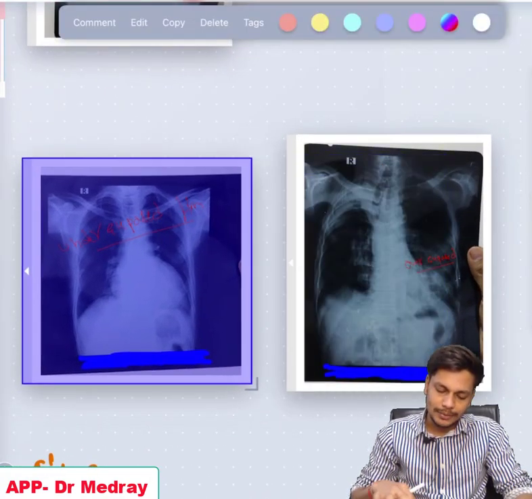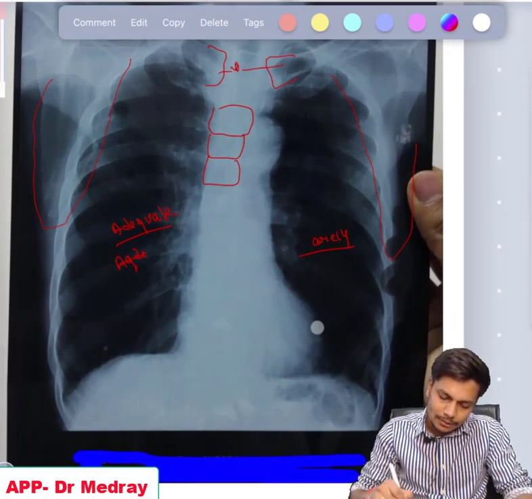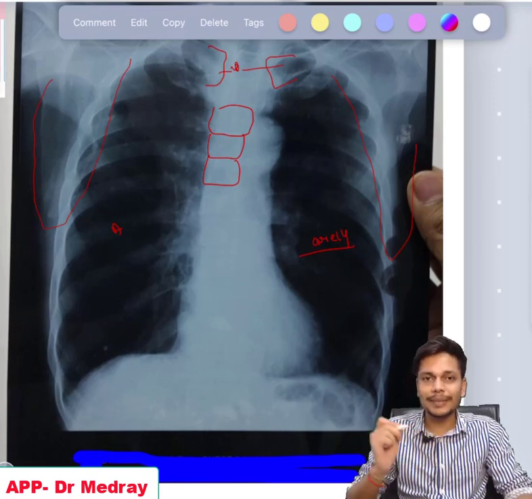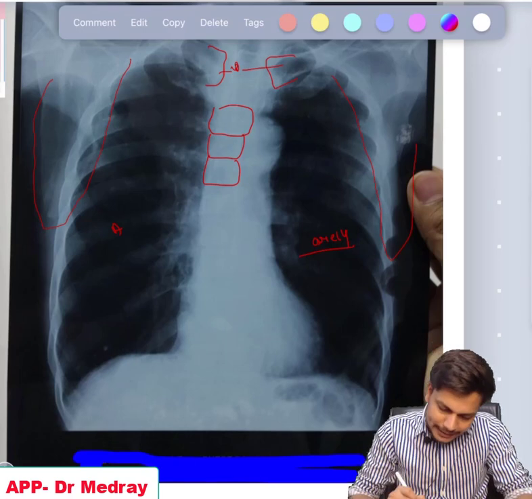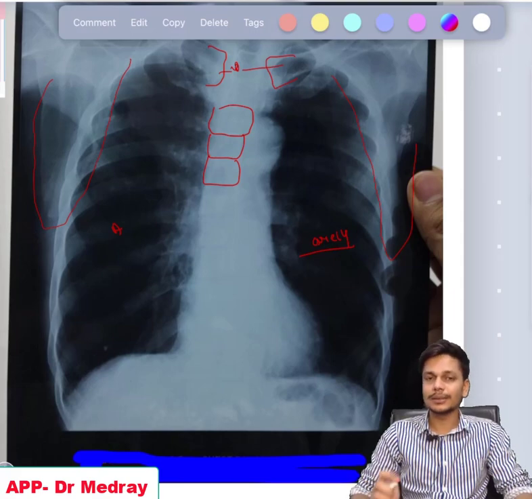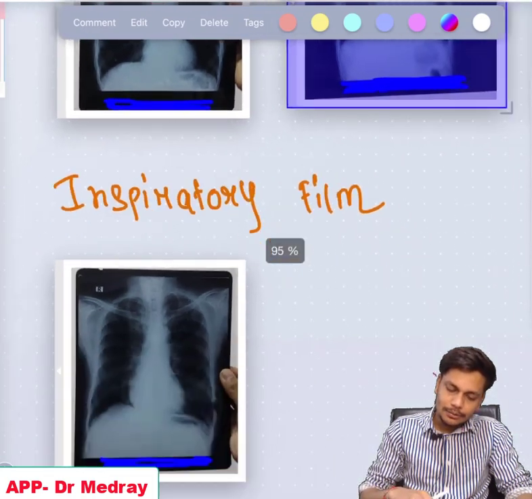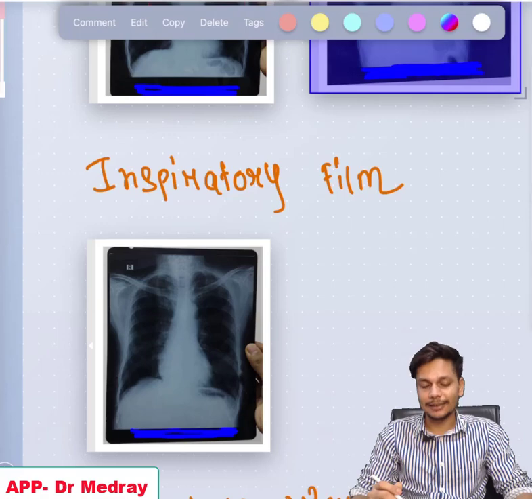Then what is normal? Normal is that the vertebra through the shadow of the heart should just barely be visible. It should not be completely visible, neither should it be invisible, but it should be barely visible through the shadow of the heart. That is the normal exposure or the adequate exposure. Then you have to look whether this film is an inspiratory film or an expiratory film.